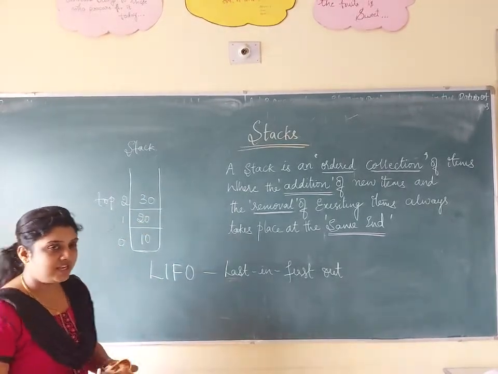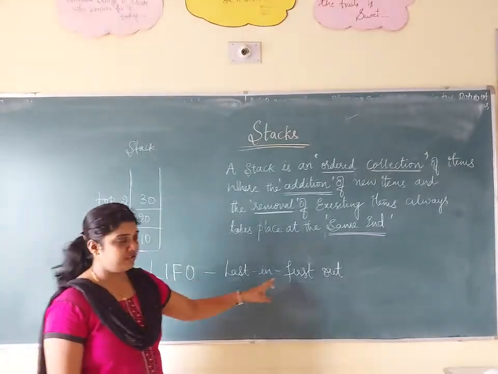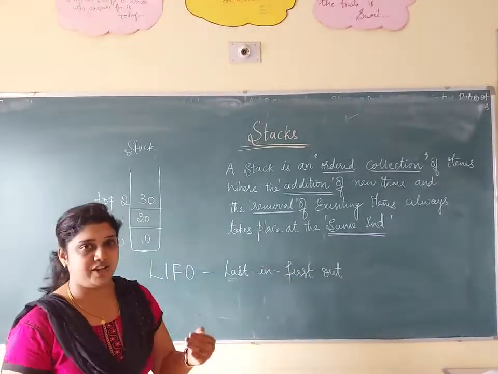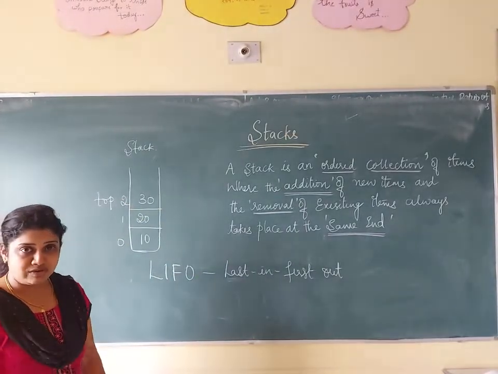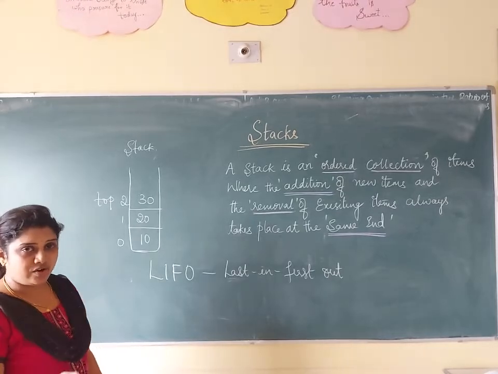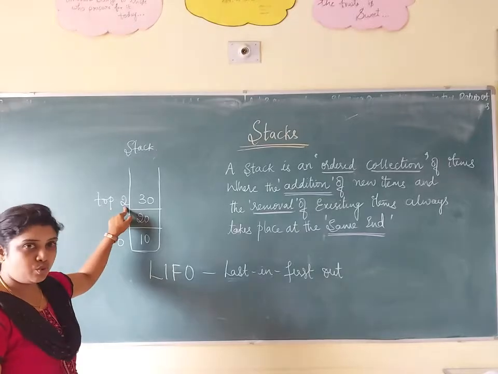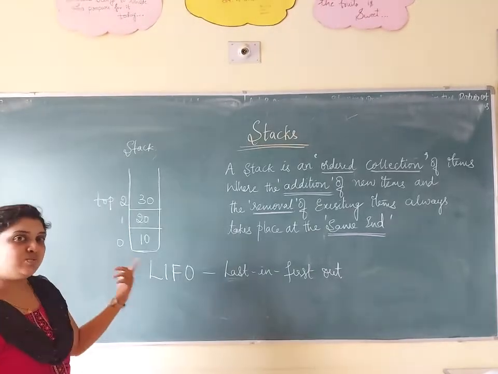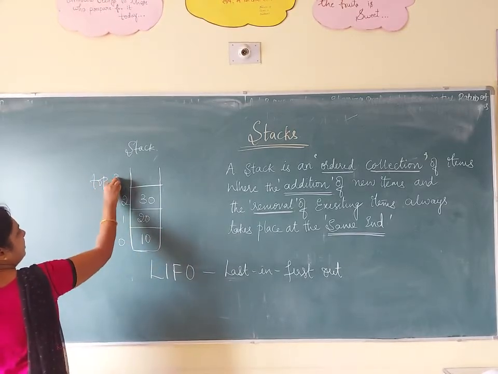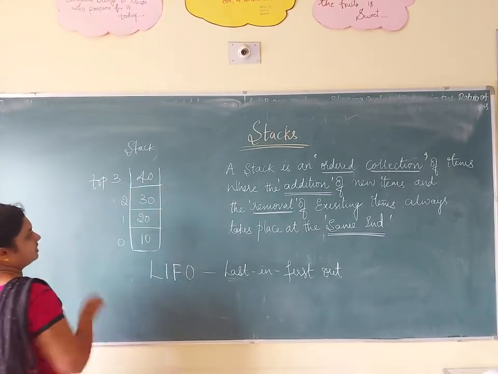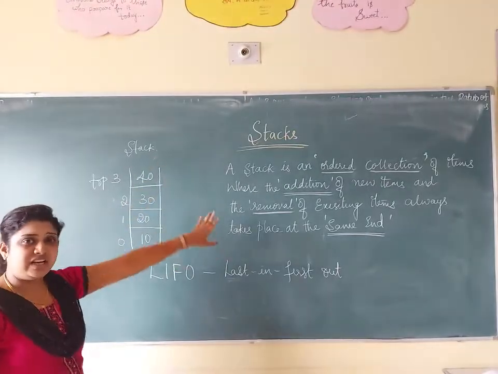Okay, stack always performs with the principle, that is what? LIFO, last in first out. Whichever element we have inserted at the end, that will be deleted first. Suppose one more element I want to insert. What do you have to do? You have to increment what? Top value. Top is pointing to what? 2. Okay, 2 plus 1 will become what? 3. Now top is pointing to 3. I have inserted an element 40. Now which is the last element I have inserted? 40. That will be deleted first.